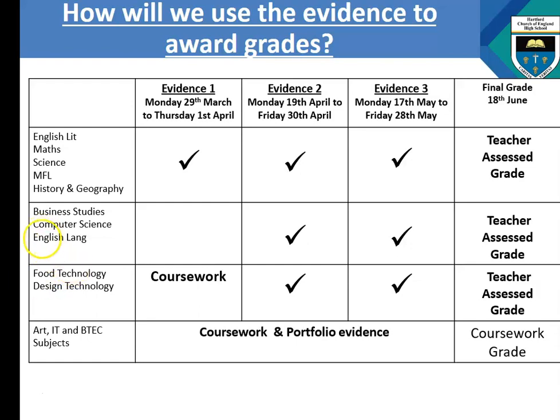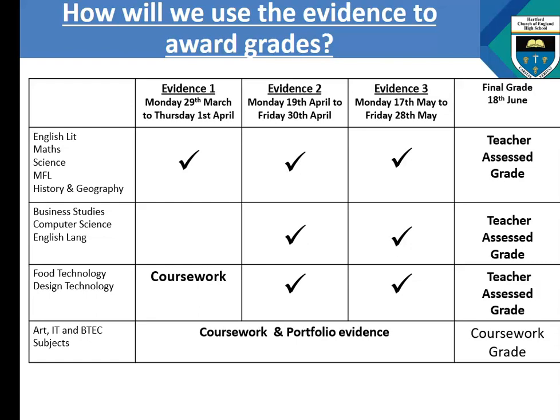For business, computer science and English language, we will have 2 pieces of evidence. The reason for having 2 pieces of evidence for these 3 subjects instead of 3 is because in a real exam season, business, computer science and English language will have only 2 papers.